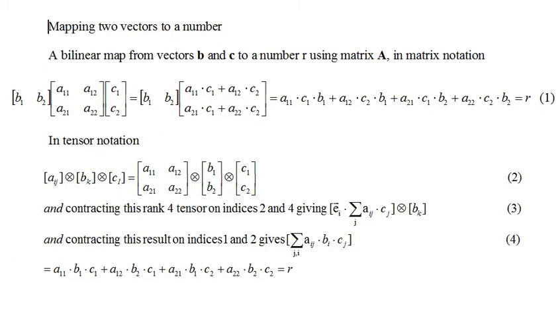Using matrices and tensors to map two vectors to a number. Line 1 shows the matrix operations for using the matrix A to implement a bilinear map from the vectors B and C to a number R.